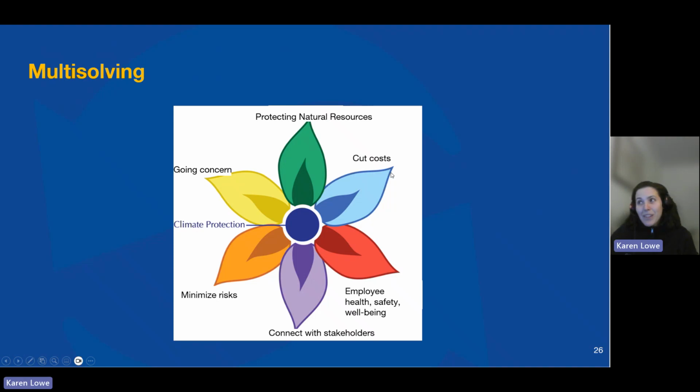Cut costs, that's a big one, probably the one that's most desirable to decision makers at your business. If we put in this renewable energy, look at our NPV, it's going to cut costs over time. Basic.